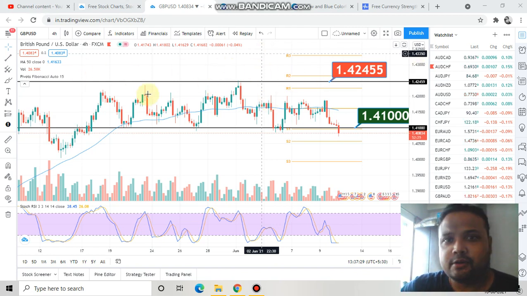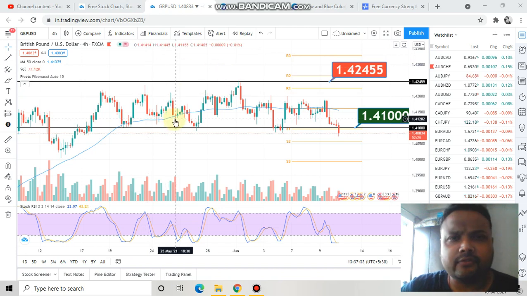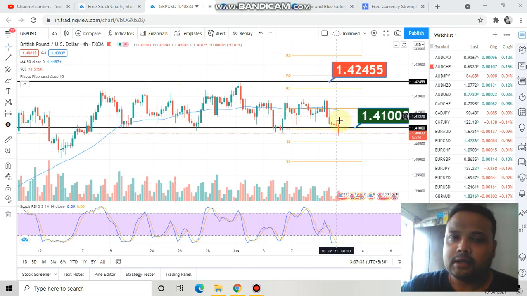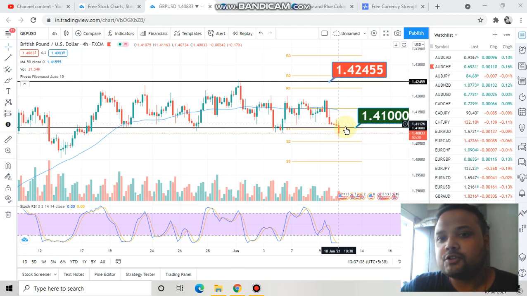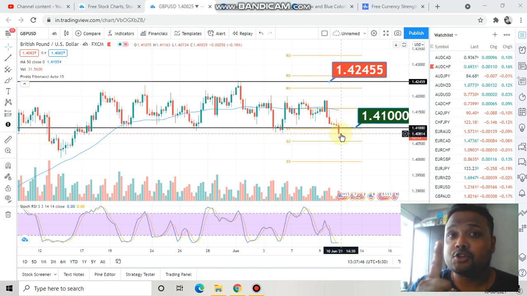So this is the chart of GBP USD, and at last we have got some movements on the chart. But the bad thing is that the market did not bounce from the support as expected. Rather, it is trading below the support level. That's why I always say that confirmation is important. Anyways, let's do the analysis first.